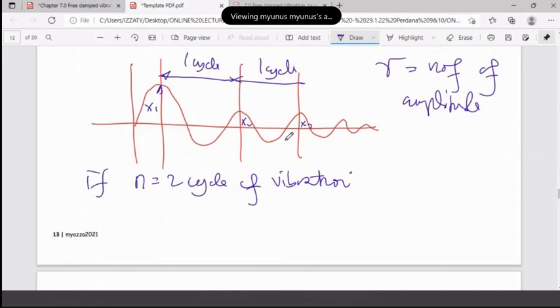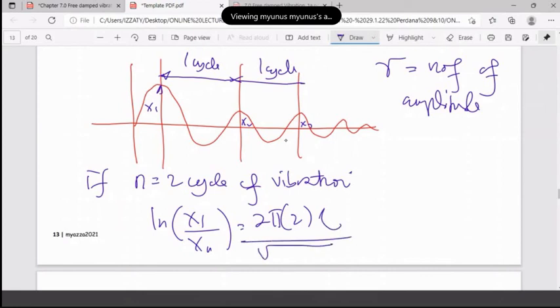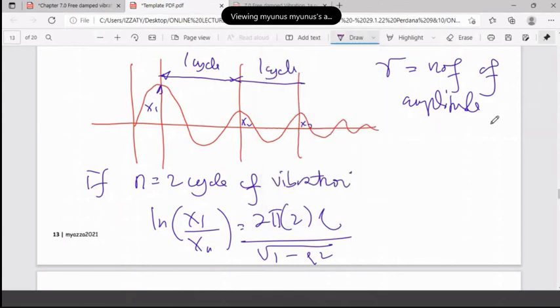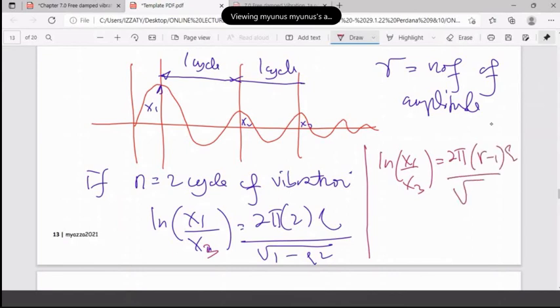your equation now becomes ln x1 by x3, or just xn, equal to 2 pi n zeta over the square root of 1 minus zeta squared. Am I correct? But in another form of the equation from other books, I don't want you to be misled. Here you also have ln x1 by xn, put in n as 3, for example, equal to 2 pi (r minus 1) zeta over the square root of 1 minus zeta squared.